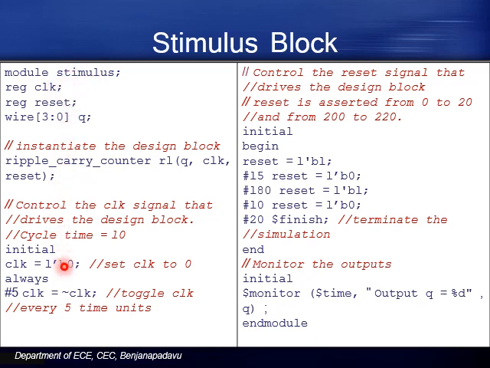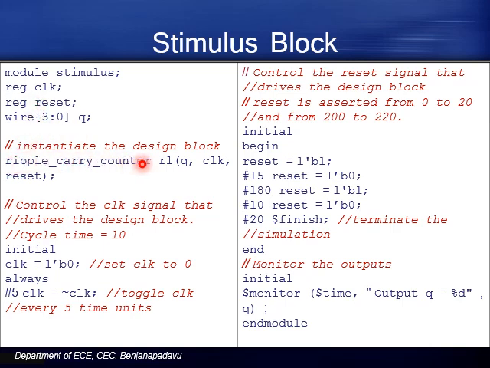Writing the stimulus block, or the test bench as it is commonly called, is the same as writing a Verilog program. So it begins with the module keyword followed by the name of the stimulus module. I have given the test bench name as stimulus. And this does not have any terminal list. That is why there is no terminal list enclosed here, because the stimulus block does not need to communicate with external circuitry. So don't worry about the remaining syntax right now.